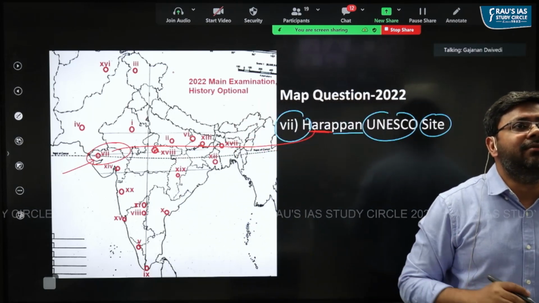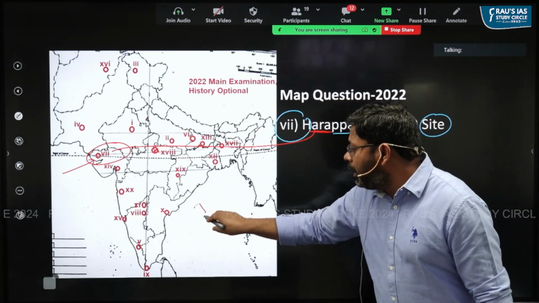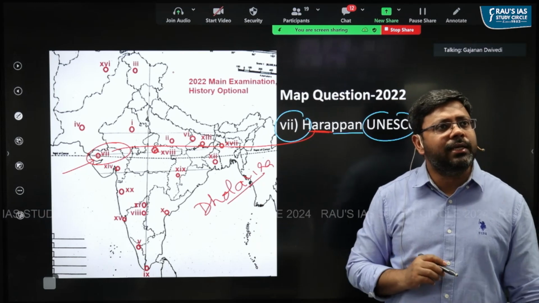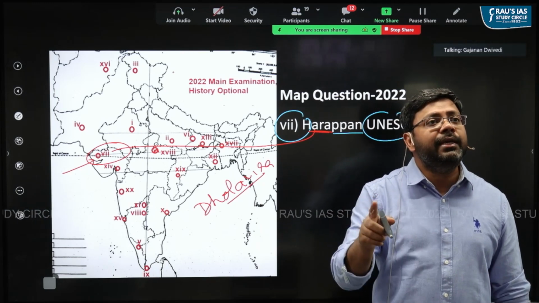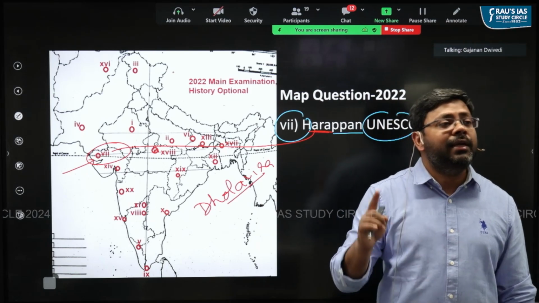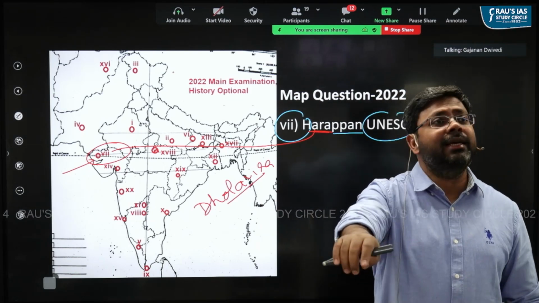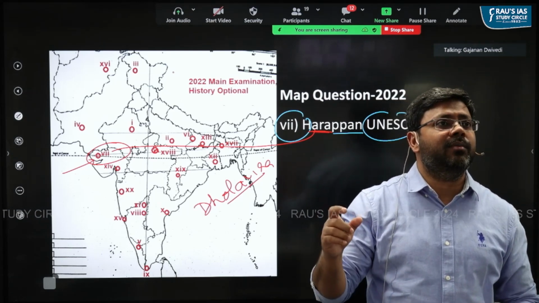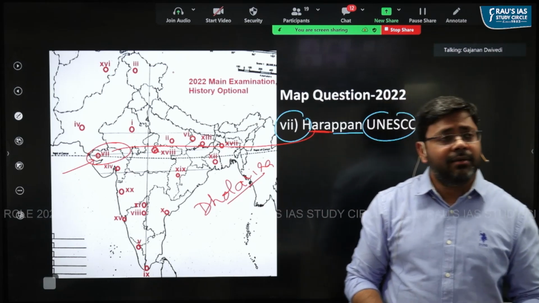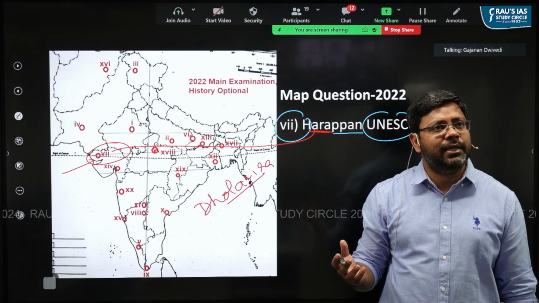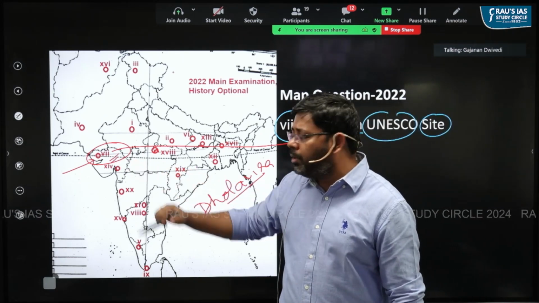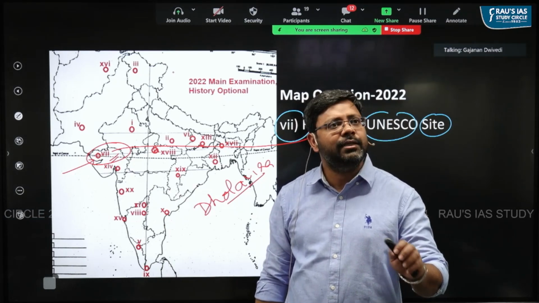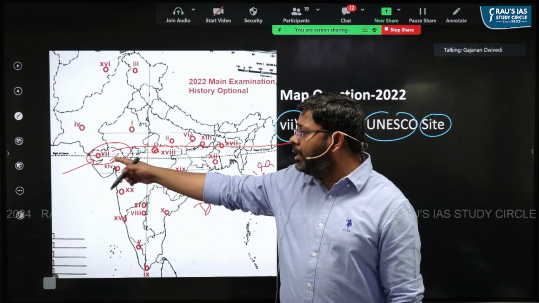Don't you think that recently one thing that was much in news? Dholavira. Dholavira in Gujarat got UNESCO World Heritage Site status. In pre-GS, UPSC also asked the question about that. Recently, when you talk about Harappan civilization, Dholavira got UNESCO World Heritage Site status. So in Gujarat, a super important site is Dholavira.